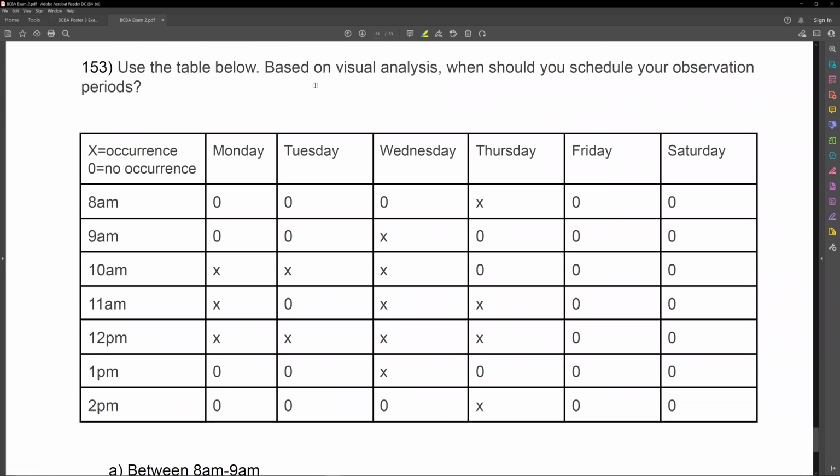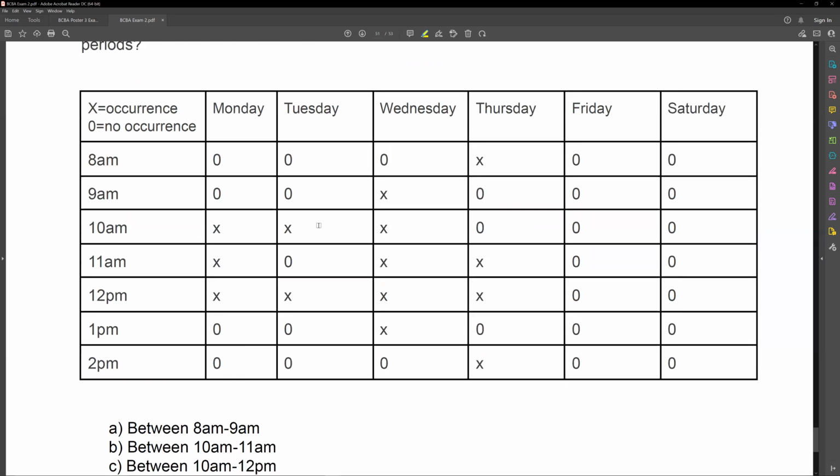153, use the table below. Based on visual analysis, when should you schedule your observation periods? Okay, we have a scatter plot here. Visual analysis is what we use to examine and analyze graphed data in ABA. So we're going to use our visual analysis skills to look at the scatter plot and decide when we should observe during these different periods. So let's look at our chart.